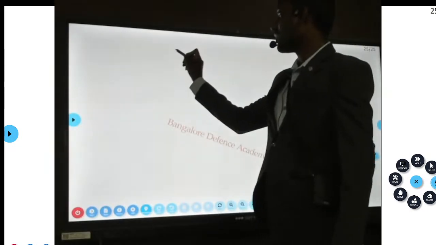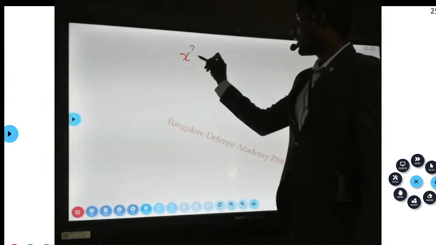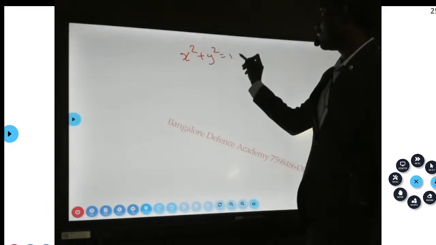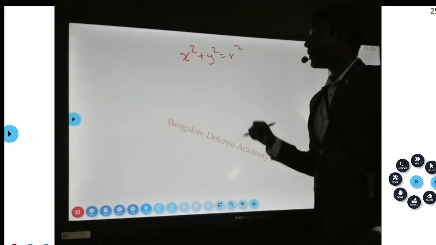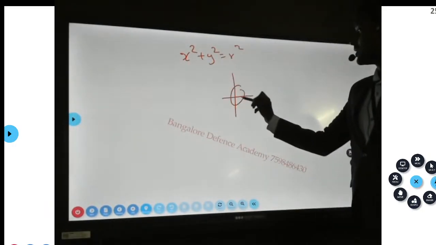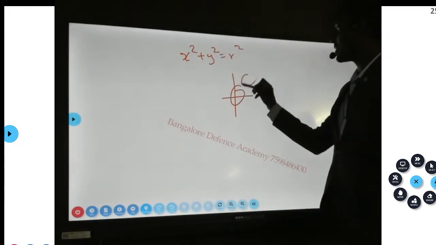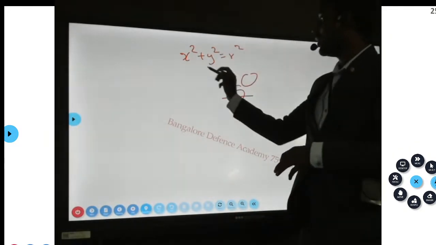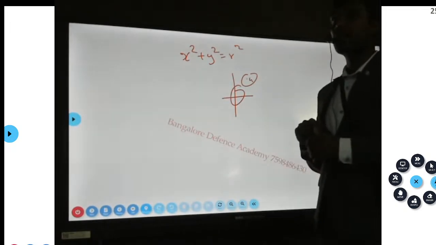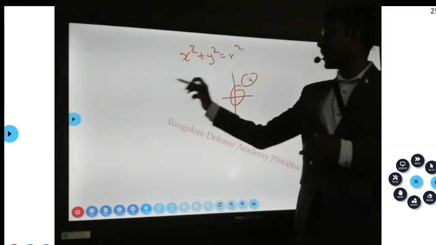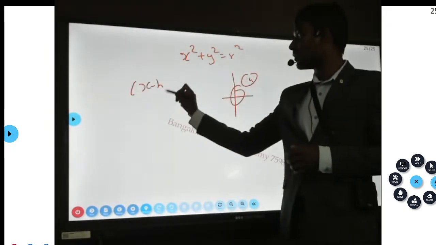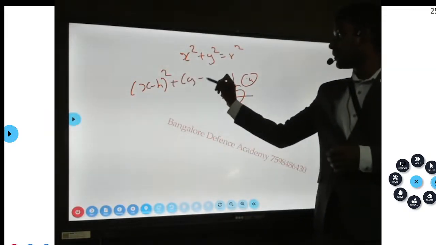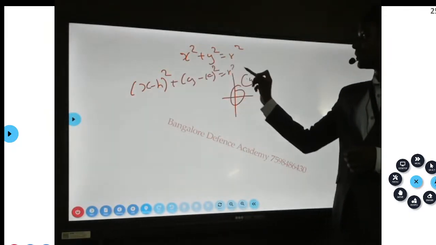Your chapter will start with circle. X square plus y square is equal to r square. Now suppose if the circle is like this, then equation become like this. Suppose if the circle is somewhere in different quadrant, then h comma k, the center of the circle becomes what? H comma k. So x minus h. What happens to the equation? X minus h the whole square, y minus k the whole square is equal to r square.